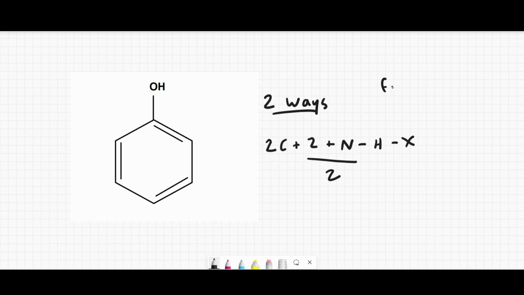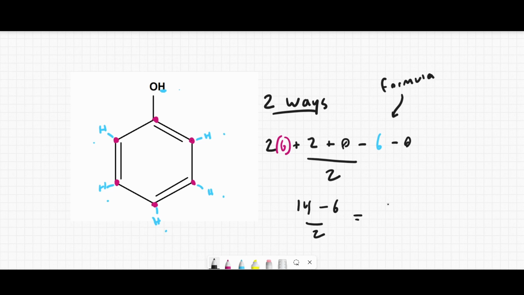So you can always plug it in to this formula here. So check it out. We've got 6 carbons, we've got 0 nitrogens, and we've got a total of 1, 2, 3, 4, 5, 6 hydrogens, right? And no halogens shown here. So if you add these up, 12 plus 2 is 14 minus 6 over 2, 8 over 2, that's 4 as well. So that's the fail-safe way too.